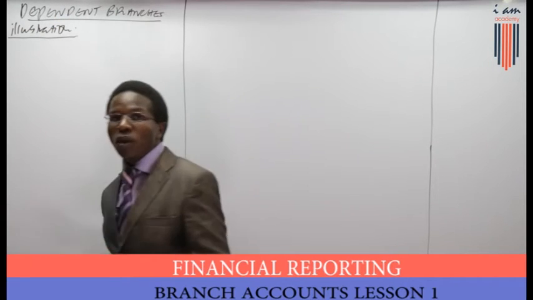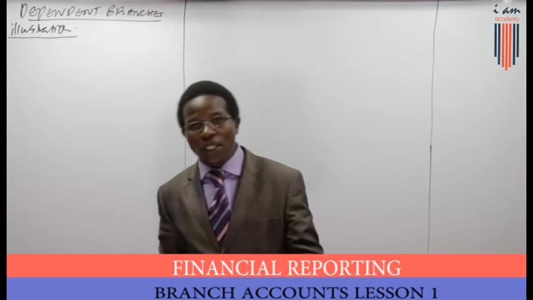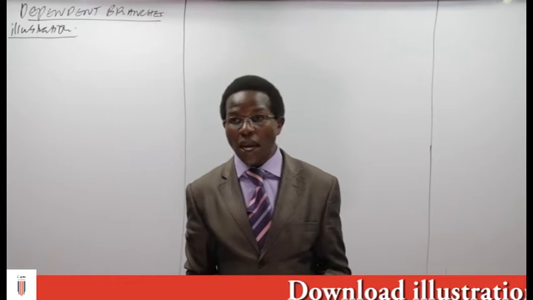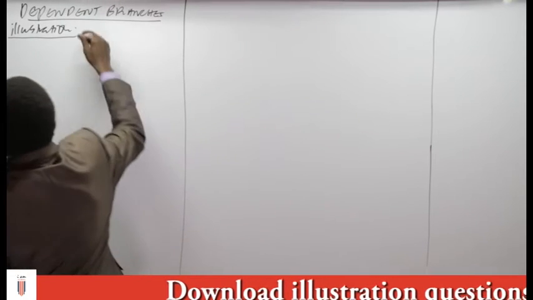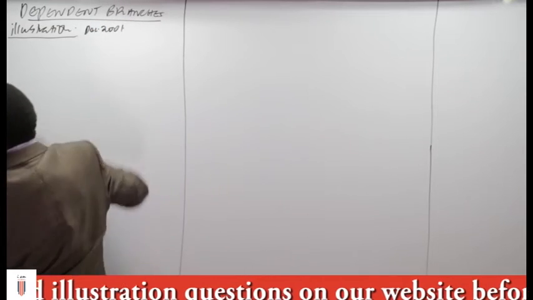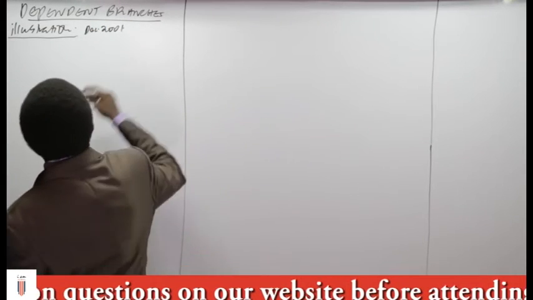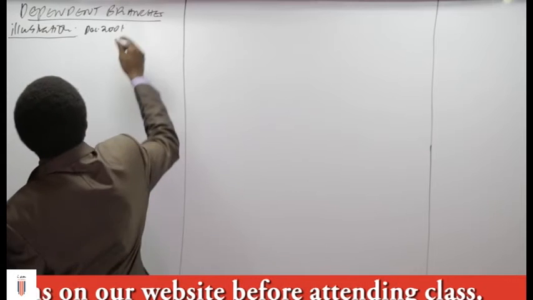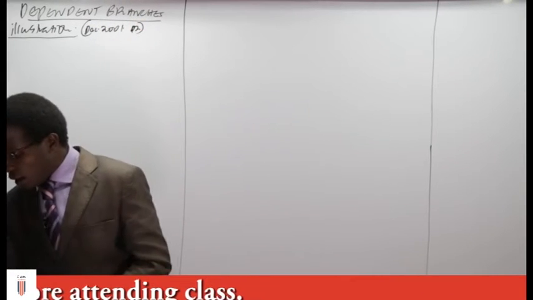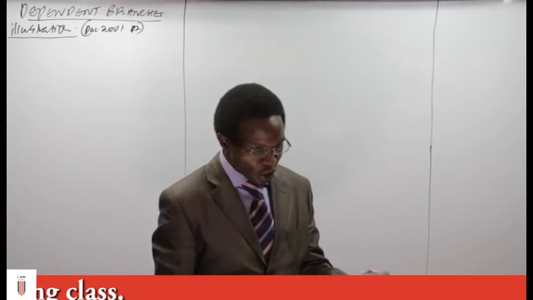The illustration we want to look at was set some time back in our past paper. It's a past paper question which was set in 2001, and that's what we want to look at to illustrate what we are learning now. It was a question in December 2001, question 1, question 2. Now, this illustration, here it goes.